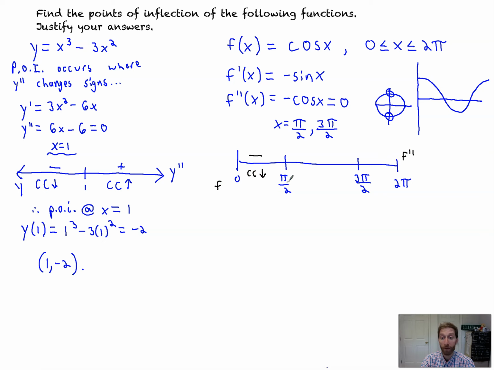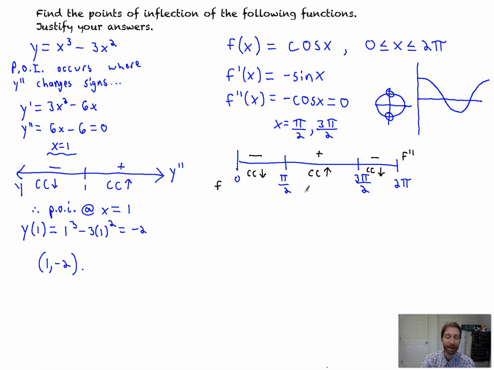From pi over 2 to 3 pi over 2, a really nice number to plug in would be pi. Minus cosine of pi, well, cosine of pi is negative 1. This makes a positive 1, so we're positive. So we're now concave up on that interval. And then 3 pi over 2 to 2 pi, it doesn't matter, any value in this quadrant right here on the unit circle. So cosine of 11 pi over 6 will give us a positive root 3 over 2. That'll make it negative. So now we're concave down.